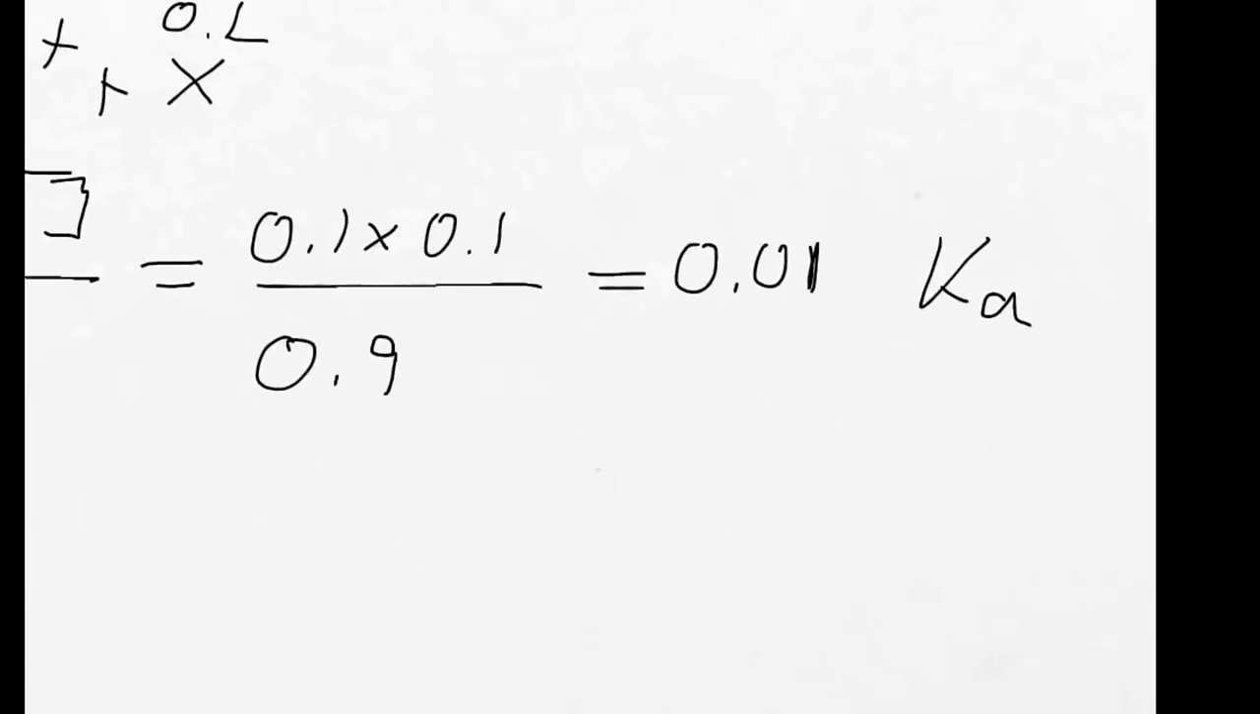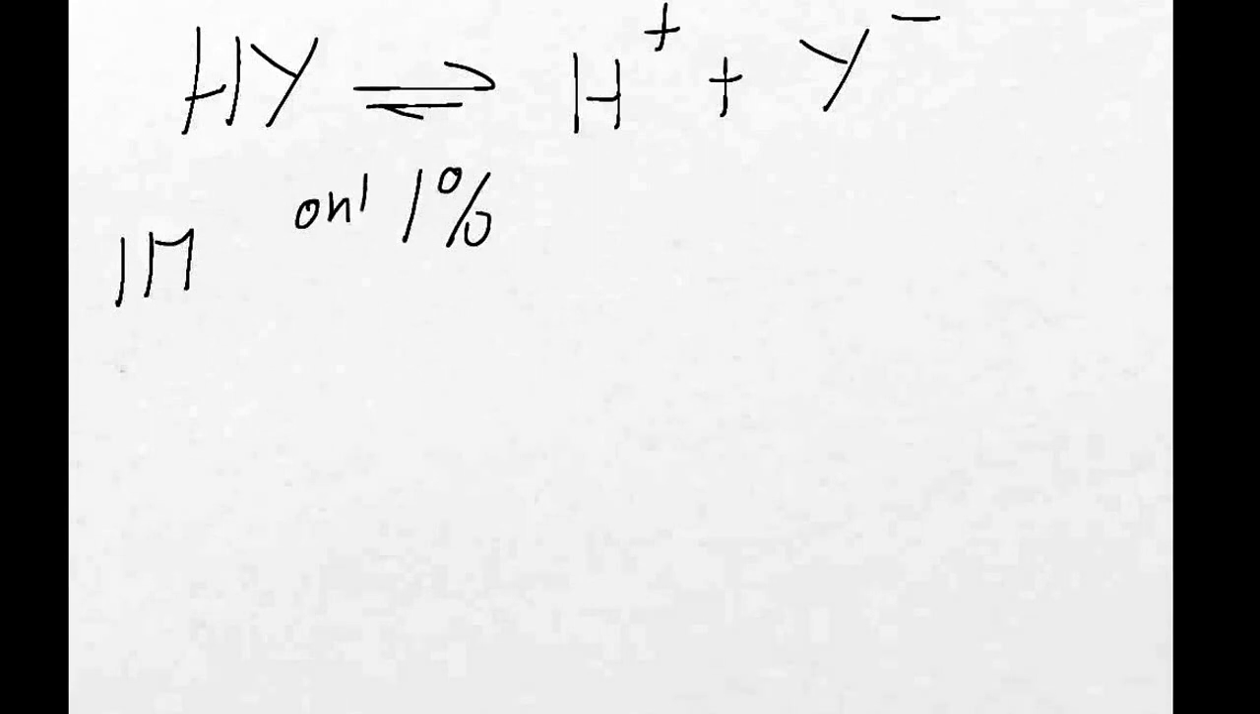Okay, let's say we have HY, it's another acid, that dissociates into H plus and Y minus. Let's say this is lactic acid. Again, we start with 1 molar, but now it's not 10%, now it's 1% that only dissociates. Only 1% of the whole stuff dissociates.